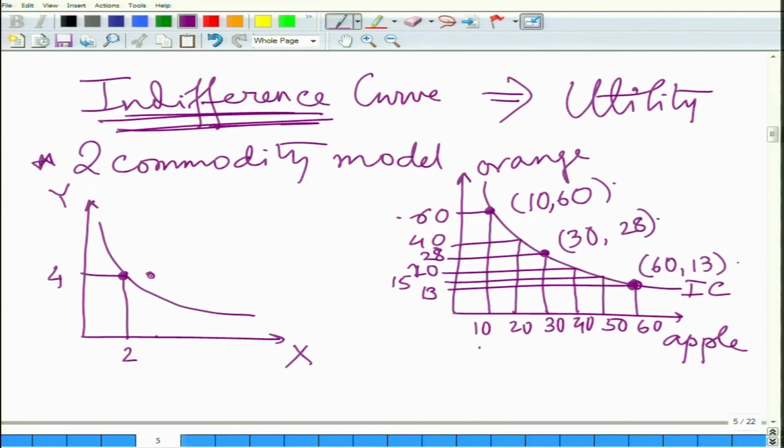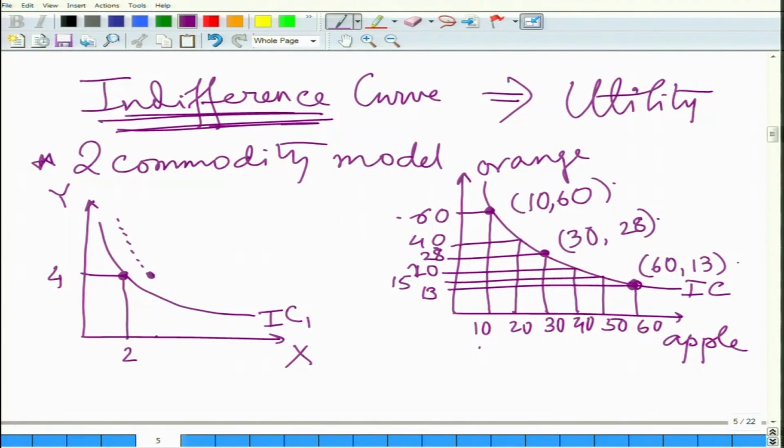3X and 4Y. That means I am outside the indifference curve. So any point not upon a particular indifference curve, say IC1, is not giving me the same satisfaction. So I will draw another indifference curve over here, IC2, indifference curve 2. And eventually when I am getting 3X with 4Ys, you can see I am lying on a higher indifference curve. So a higher indifference curve gives me higher satisfaction.